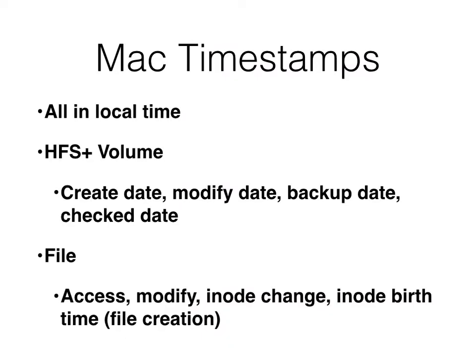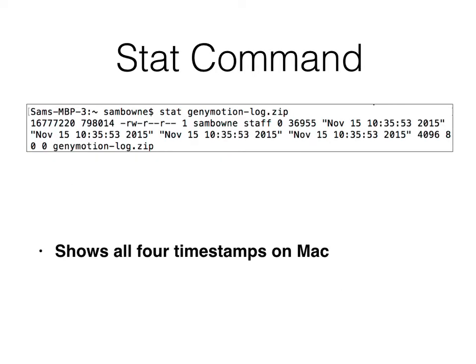Mac has a bunch of timestamps. The HFS volume has a creation date, modified, backup, and checked date on the volume itself. Each file has access, modify, inode change, and inode birth time. Inode is a Linux structure used to record a file's presence. Every file has an inode number, and Macs use it too, and so it stores forever the original time the file was created and the time it was last changed, which would be the metadata changing.